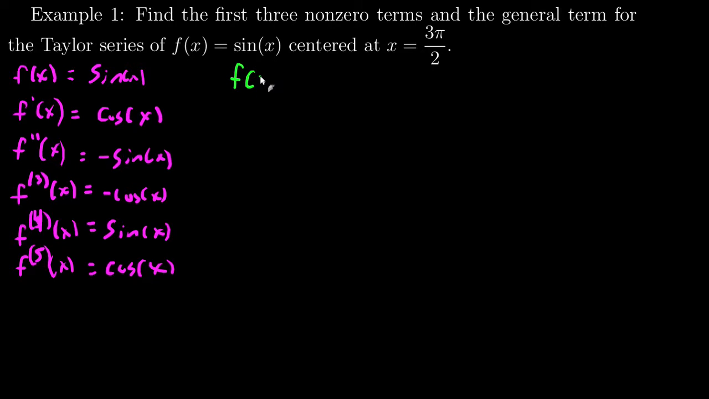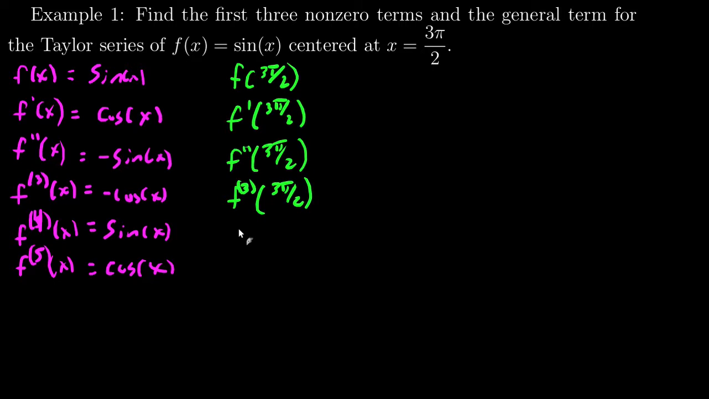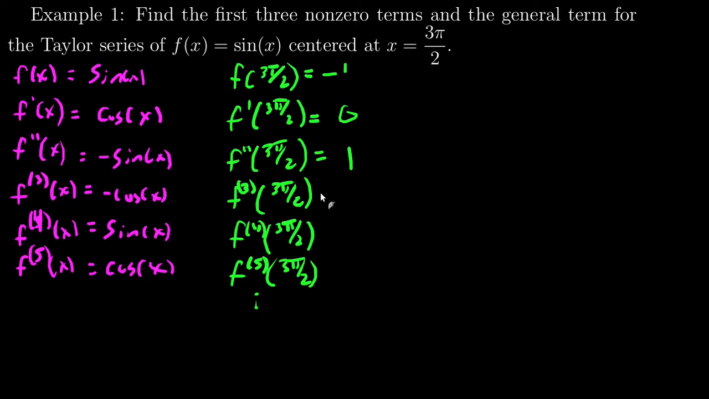I evaluate each of these at 3 pi over 2. So f of 3 pi over 2, f prime of 3 pi over 2, the second derivative at 3 pi over 2, the third derivative evaluated at 3 pi over 2, the fourth derivative evaluated at 3 pi over 2, and the fifth derivative evaluated at 3 pi over 2. Now, of course, all of these keep on going. Sine of 3 pi over 2 is negative 1. Cosine of 3 pi over 2 is 0. Negative sine is positive 1. Negative cosine is 0. Sine is negative 1.